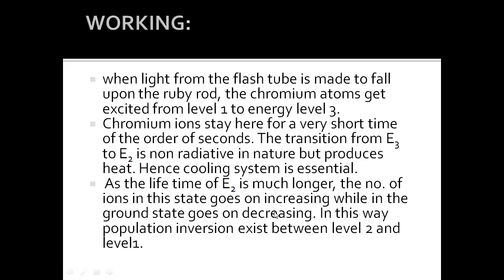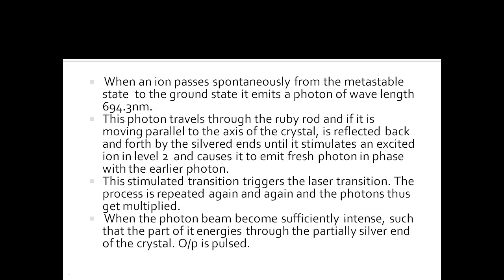Once the atoms reach the energy level E2, since E2 is a metastable state, they stay there for a longer time, and the number of ions in this state goes on increasing while in the ground state it goes on decreasing. So in this way, population inversion is created between the E2 energy level and the E1 energy level. The atoms accumulate more in the second energy level than in the first energy level, creating population inversion.